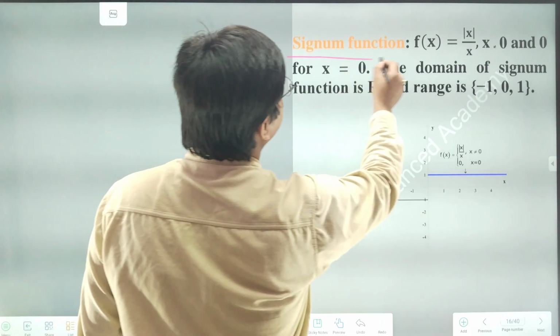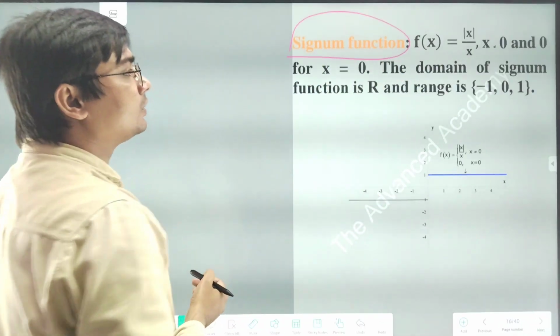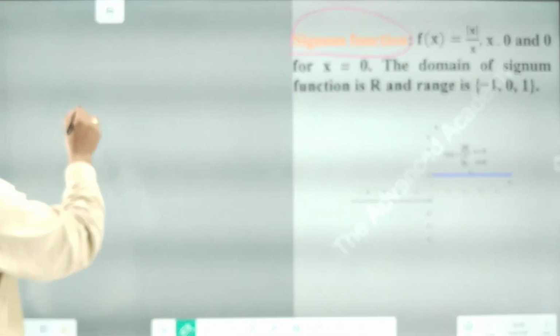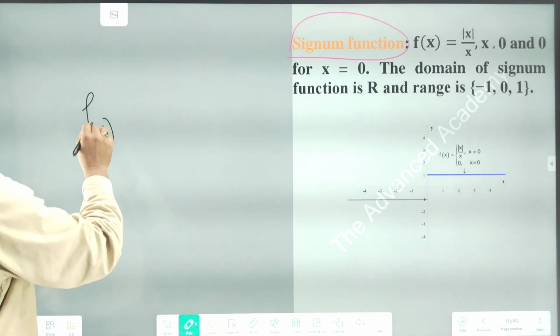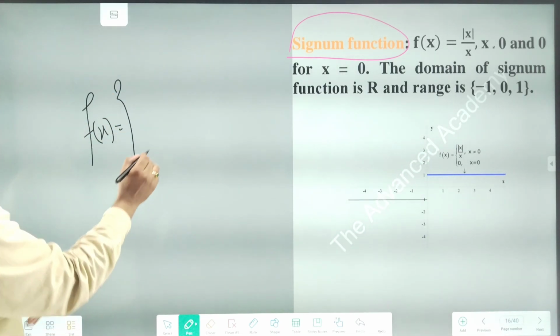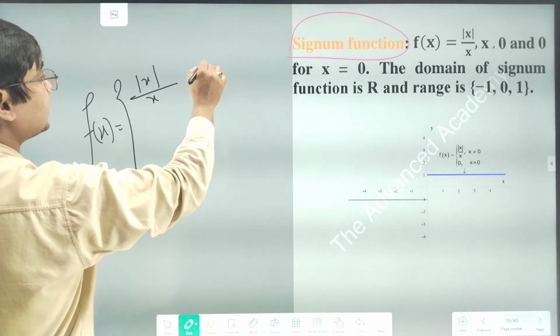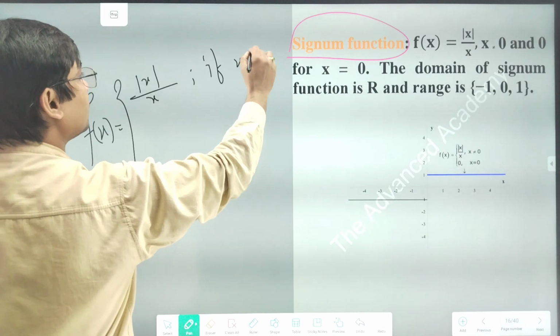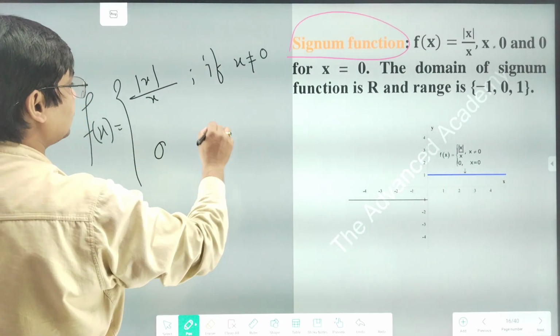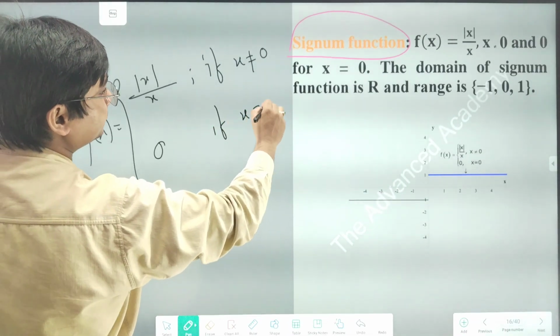Another function here is called the signum function. This is a special kind of function, and it is like this: mod of x by x if x is not equal to 0, and 0 if x is 0.